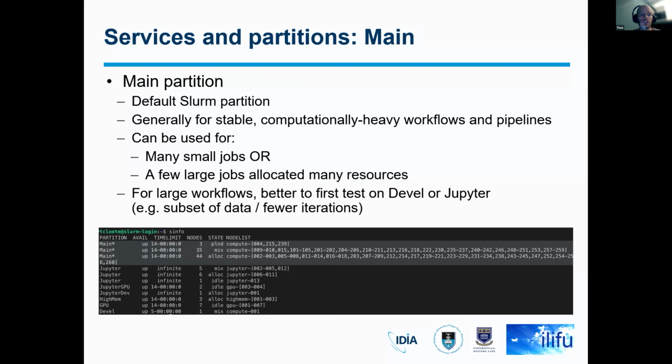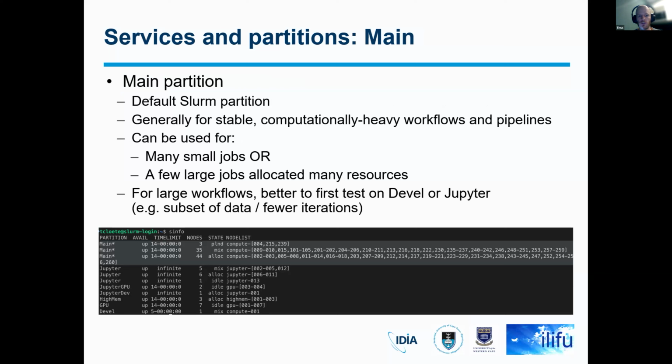Okay, finally the main partition. This is the default Slurm partition. And in general, this is for stable, computationally heavy workflows and pipelines. You can use it to run many small jobs, or you can use it for very large jobs that require many resources. And we have seen both on the cluster.